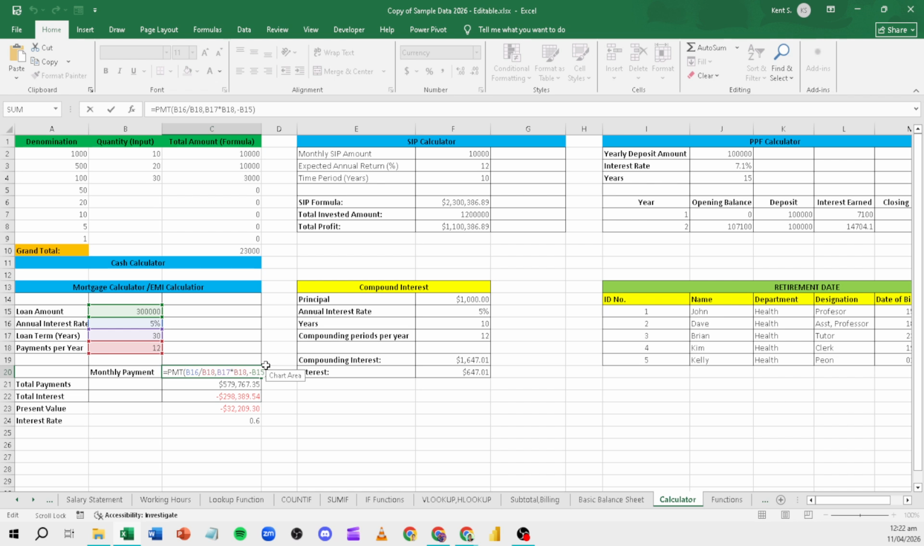To check sensitivity, briefly change the interest rate or term and notice how the total changes. Higher rates or longer terms increase the amount you pay.